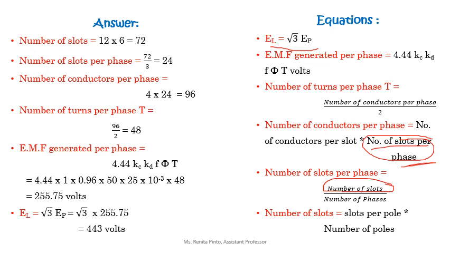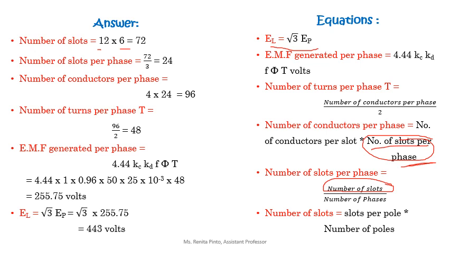If you know the formulas in order, you can easily find out your answers. So first you need to find out the number of slots. I will substitute in this. Slots per pole was already given in your question, that was 12. Number of poles is given as 6. Substitute and get the number of slots.